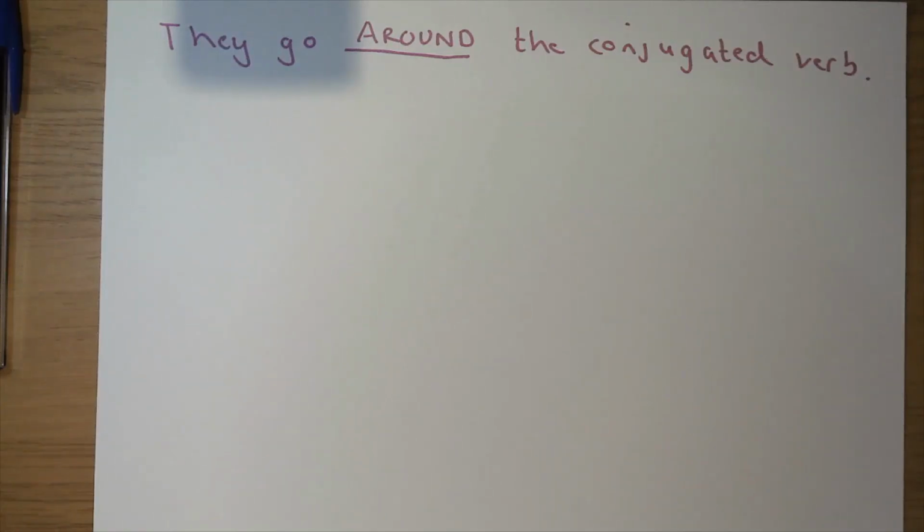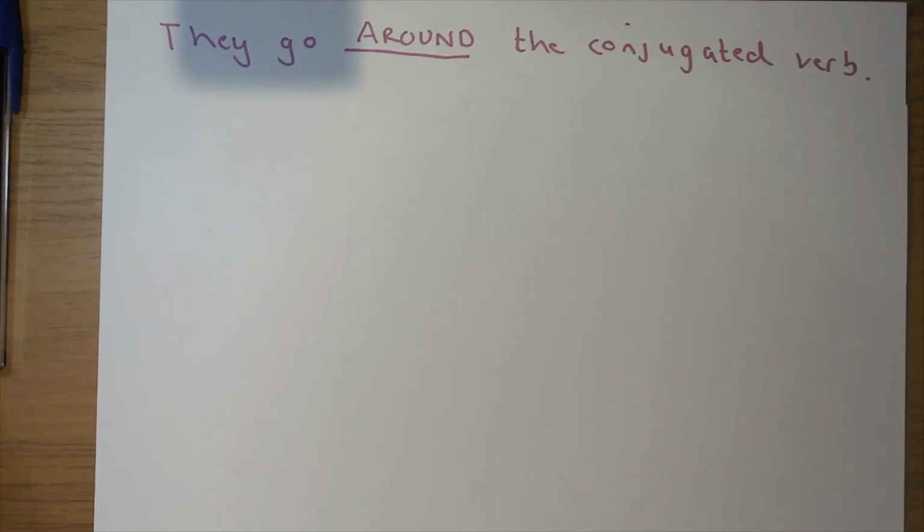So the 2 parts go around the conjugated verb. A conjugated verb just means a verb which has a person and a tense. So an infinitive is the root of the verb, for example, aller. And then je vais is the conjugated verb because you've got the je, which is I, the subject pronoun, and then vais is in the present tense because it means go.